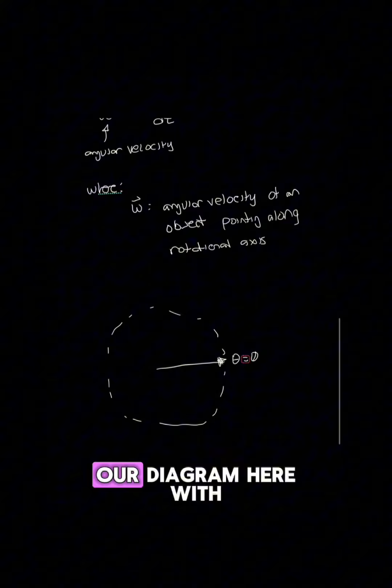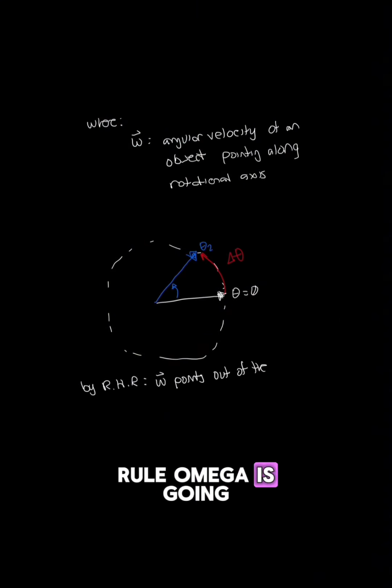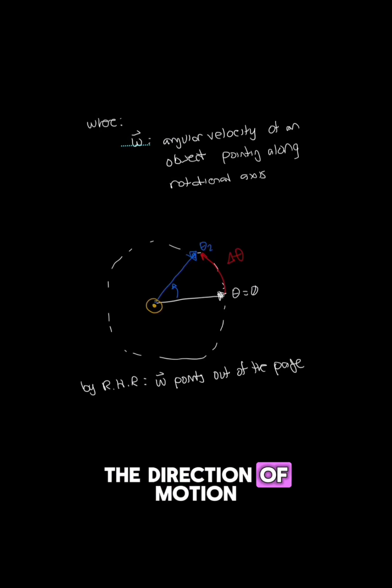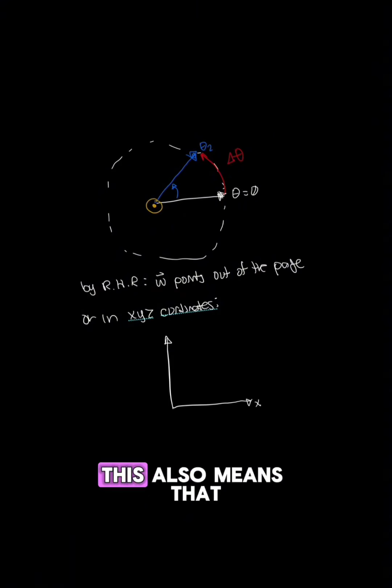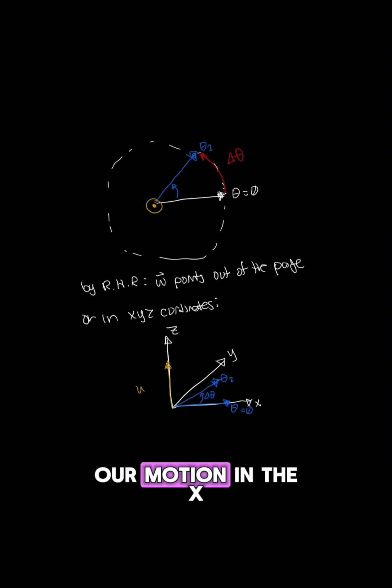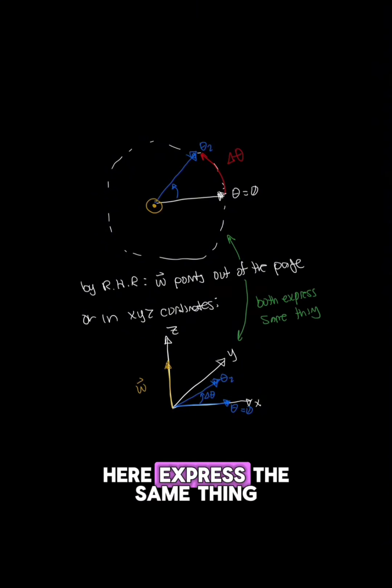So if we have our diagram here with our changing angle, by the right-hand rule, omega is going to be pointing out of the page, because if we curl our right fingers in the direction of motion, our thumb is going to point out of the page. In x, y, z coordinates, this also means that omega is going to be pointing in the z direction, because if we draw our motion in the xy plane and curl our fingers, we can see that our thumb points up, and that's in the z direction in this case. So both these diagrams here express the same thing.